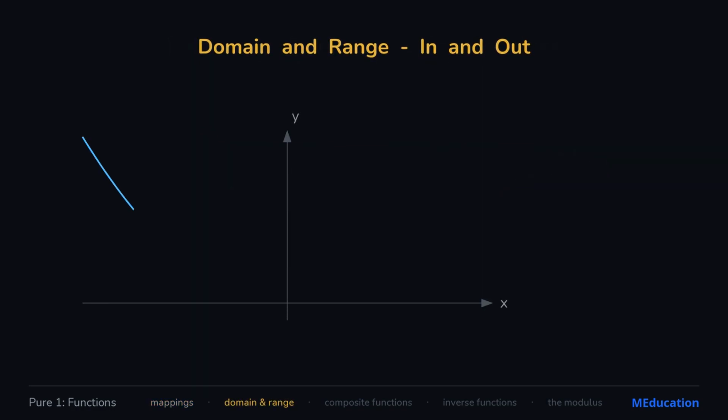Every function carries two sets with it. The domain is the collection of inputs it is allowed to accept, and the range is the set of outputs it can actually produce. Picture the curve. The domain lies along the horizontal axis, the range along the vertical.